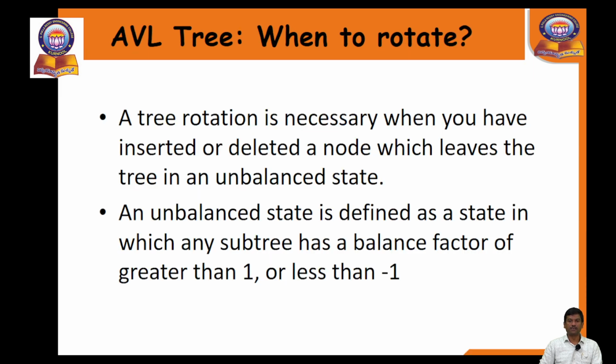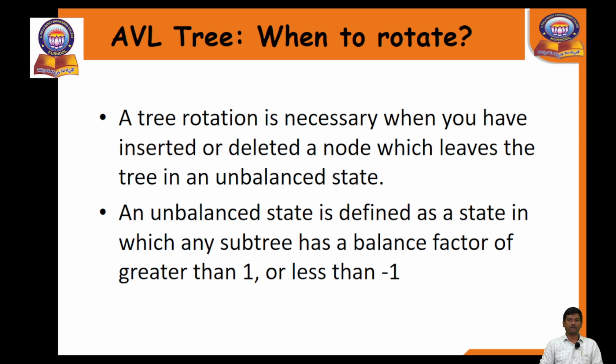So what is the necessity to rotate? A tree rotation is necessary upon inserting a new node or deleting a node which leaves the tree in an unbalanced state. And what do we mean by the unbalanced state? That is beyond the allowable balance factor values, which are minus 1, 0, 1. If in any scenario, by adding a new node, the balance factor of a node goes beyond these values, then in such cases we can say it is an unbalanced state.